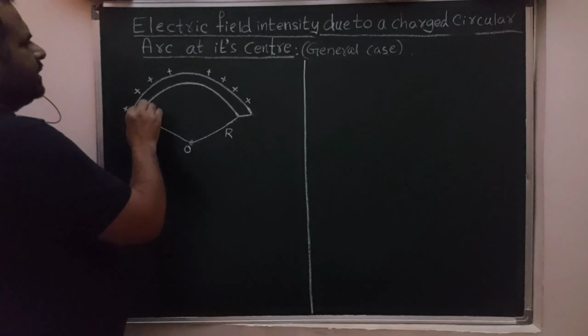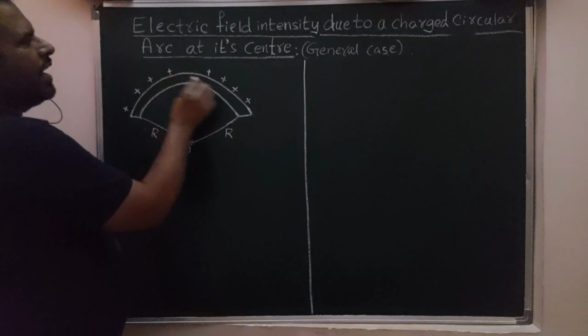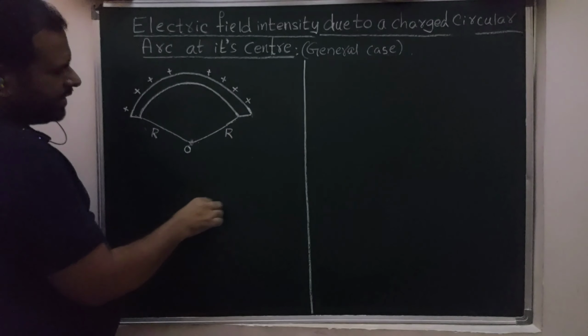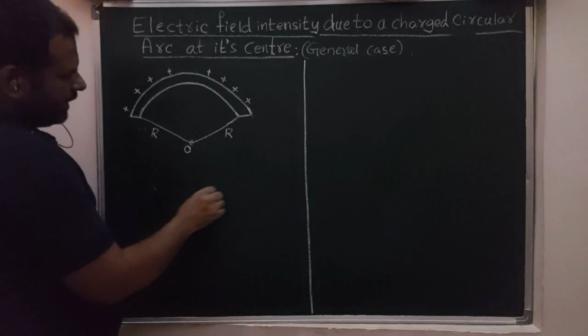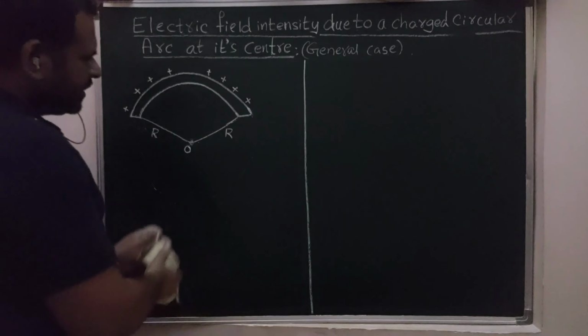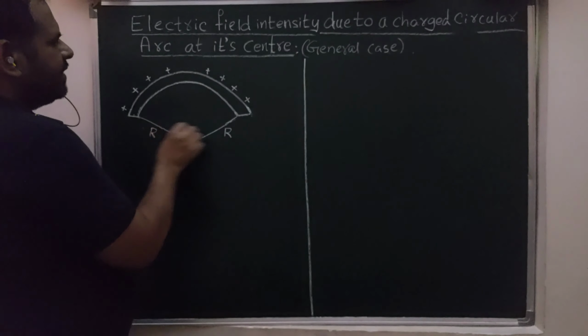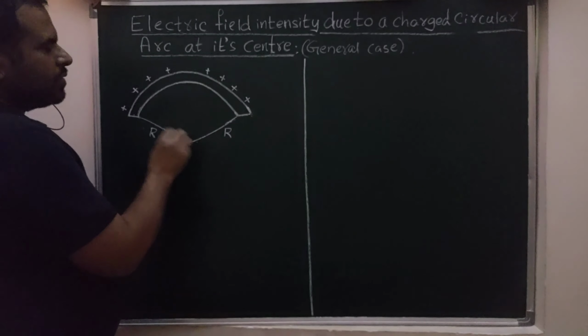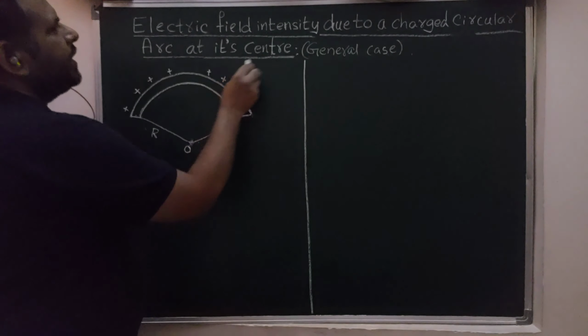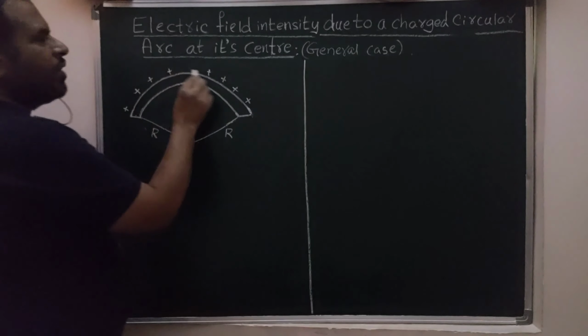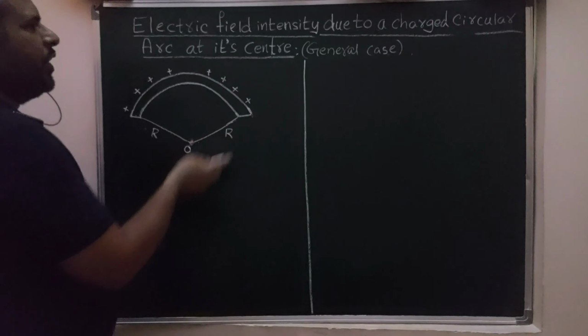So this is the arc, the arc of the ring. Like this we can imagine a ring, and in that ring we take an arc. What is the radius of the arc? Capital R, and O is the center of the arc, and it is uniformly charged. This is not a point charge.